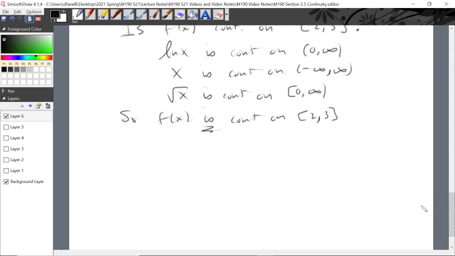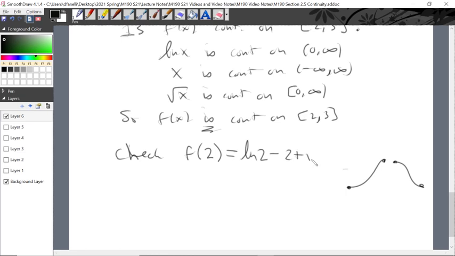Now what else do we need? If we evaluate our continuous function at the left endpoint of that interval and the right endpoint of that interval, then we know that any value in between those two outputs would have to exist, whether it was increasing or decreasing or otherwise. So now check to see what is f of a. In this case, the interval from 2 to 3, a would be 2. So what is f of 2? f of 2 is going to be the natural log of 2 minus 2 plus the square root of 2.